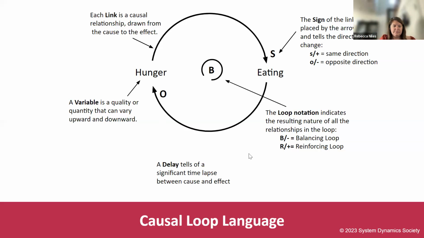The final component, so again, it's a very simple language that is very rich in use, is a delay. So in this case, assume you have a full refrigerator in your house, hunger goes up, eating goes up, hunger goes down. Which of those links has the bigger delay? Between eating and hunger, or between hunger and eating, assuming you have a refrigerator with lots of snacks in it?